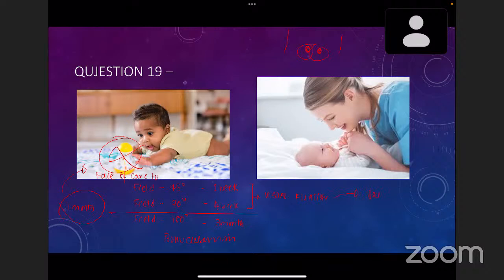So if you want to test the fixation or field of vision in this child, you can only use the face of the caretaker. But after this 1 month, at 3 months, the child can fixate on any innominate object. And binocular vision will start at 6 weeks and it will be complete by 5 months. Okay, right.